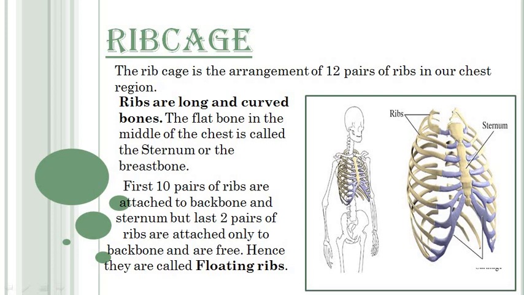But children, if you see the picture of the rib cage carefully, you will find that 10 pairs of ribs are attached to the backbone and the sternum. These 10 pairs are attached to the sternum directly or indirectly. But the last two bones start from the backbone but do not attach to the sternum. These are free. Hence, these two bones are known as floating ribs. These altogether 12 bones, the backbone and the sternum make the rib cage.